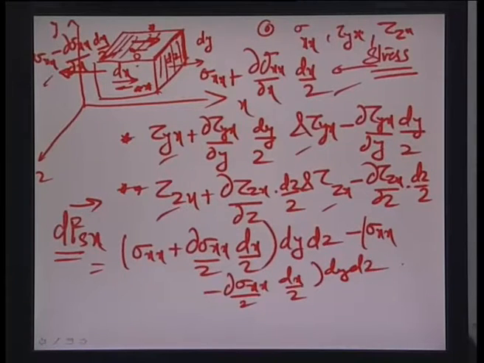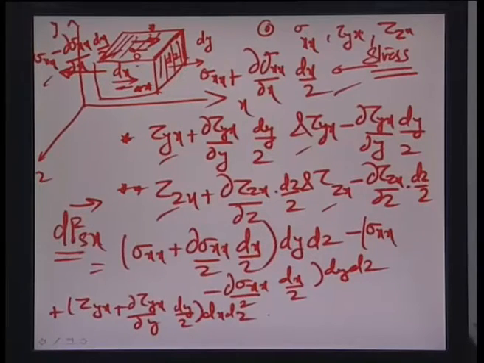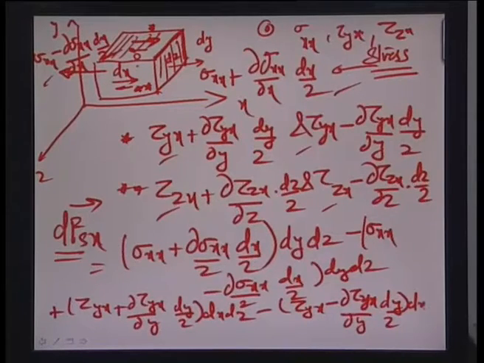Okay. And similarly you have components related to the shear, and I will just try to illustrate this here as plus tau yx plus del tau yx by del y times dy by 2 times dx dz, minus tau yx minus del tau yx by del y times dy by 2 times dx dz.